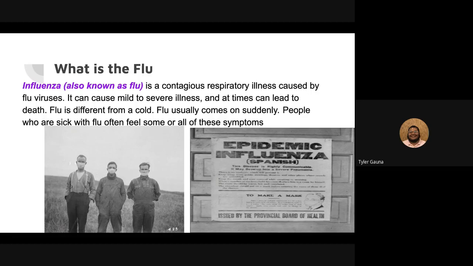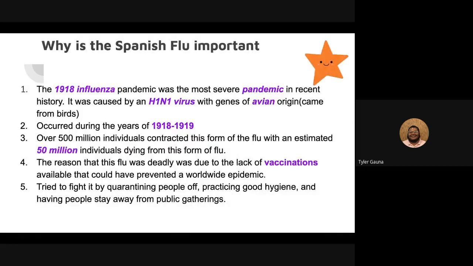All right. Now, the flu happens every year. There's always a flu season. That's why it's always important to get your flu shot so you can be prepared for the upcoming flu season. Well, the Spanish flu was different. The Spanish flu was caused by H1N1, okay, with genes of avian origin. That means it came from birds. So the Spanish flu crossed over from birds to humans.